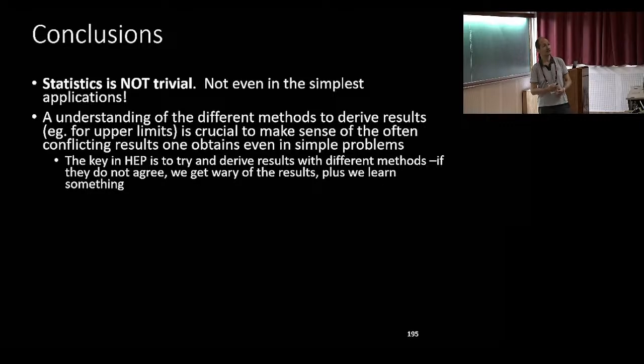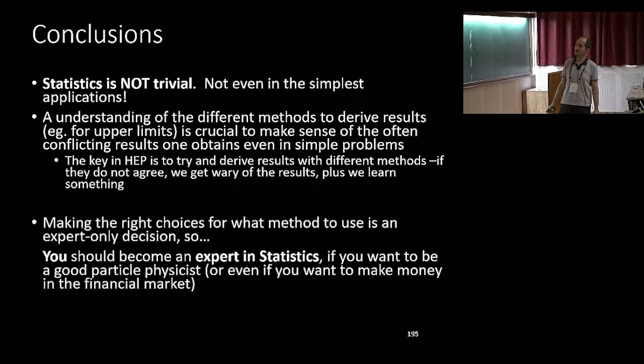And the different methods to answer our questions provide different results. We are actually asking different questions if we apply a likelihood ratio test or some other test. So the key that we have started to do often is to try and derive results with different methods and compare, because this tells us really how different the questions were and what kind of conclusions we can draw. It's very good practice to do this. So you should become an expert in statistics if you want to be a good particle physicist.